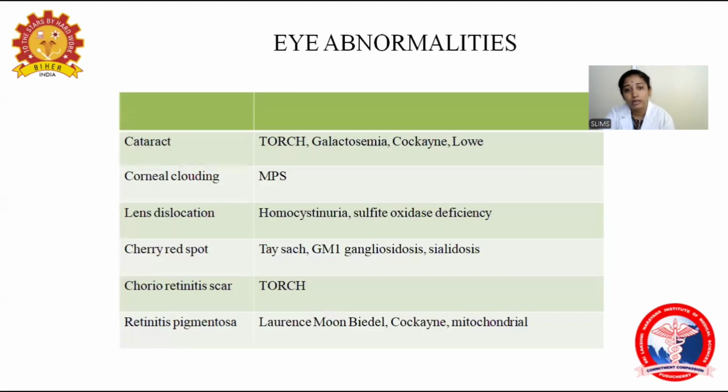In eye abnormalities like cataract, seen in TORCH infections, galactosemia, Cockayne and Lowe syndrome. Corneal clouding is seen in mucopolysaccharidosis. Lens dislocation is seen in homocystinuria, sulfite oxidase deficiency. Cherry red spot seen in Tay-Sachs disease, GM1 gangliosidosis, and sialidosis. Chorioretinitis scar seen in TORCH infection. Retinitis pigmentosa in Laurence-Moon-Biedl syndrome, Cockayne syndrome, and mitochondrial disorders.